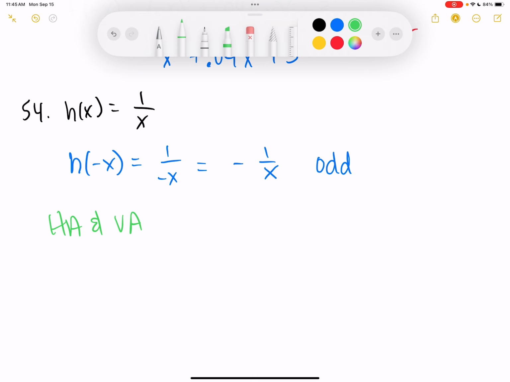56. Q of x is equal to x minus 1 over x. So vertical asymptotes always occur when the denominator is equal to 0. That's pretty much the only time we ever have a vertical asymptote. So, what makes the denominator 0 here?